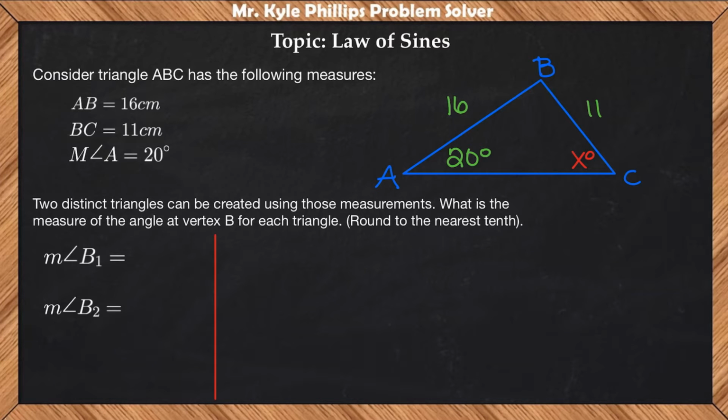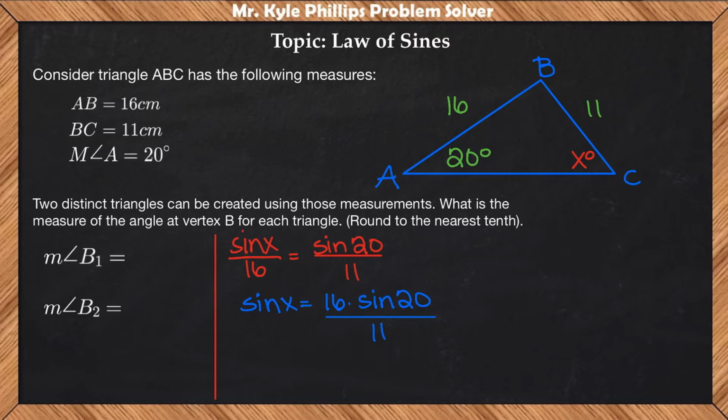So I will say sine of x over 16 will give me sine of 20 all over 11. So here we want x by itself, so I can multiply each side by 16. So sine of x is equal to 16 times sine of 20 all over 11.